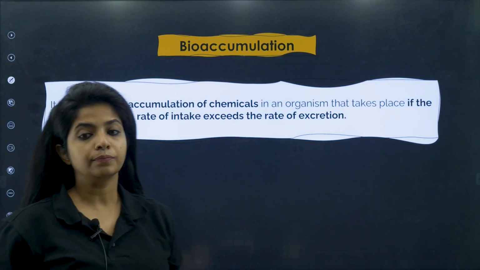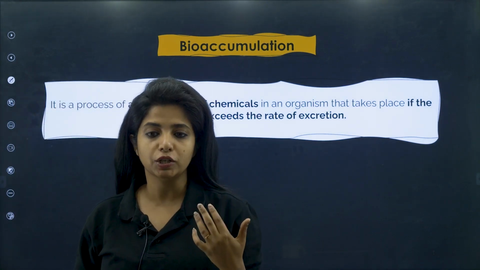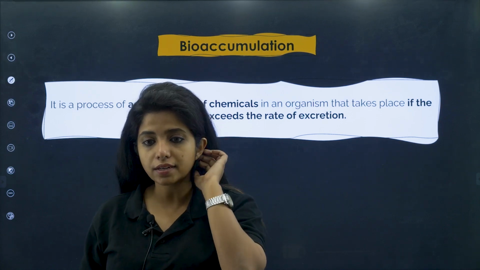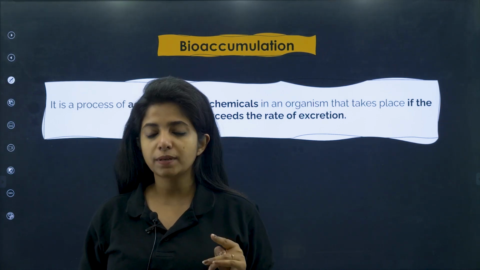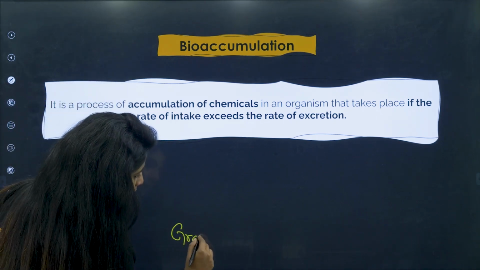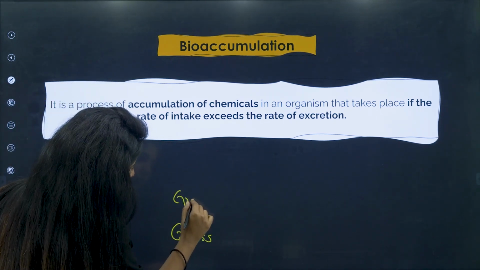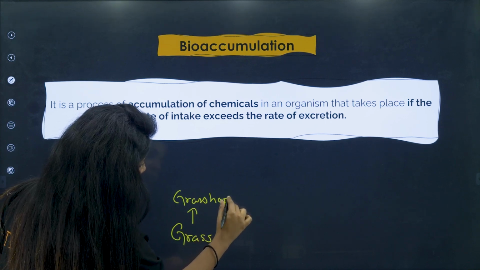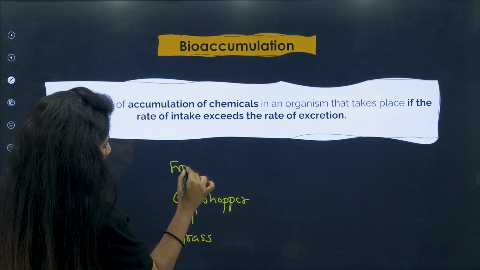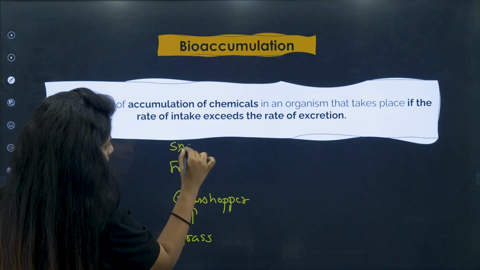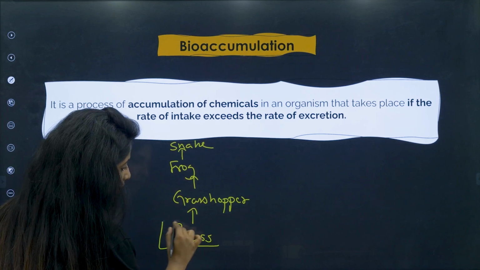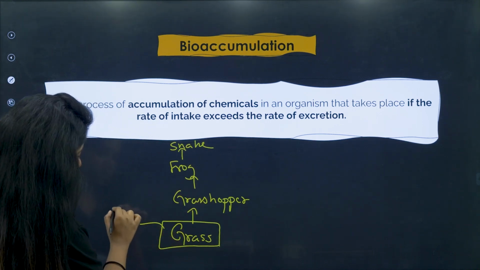Now, there comes something that is known as bioaccumulation. Whenever you're talking about trophic levels, you need to understand one very important thing. For example, there is grass eaten up by grasshopper, grasshopper eaten up by frog, frog by snake, and snake by some bird. Suppose this grass has some pesticide. I have sprayed some pesticide onto it.